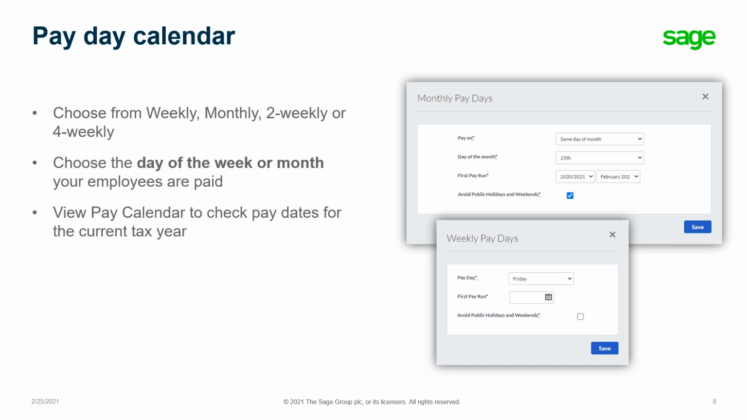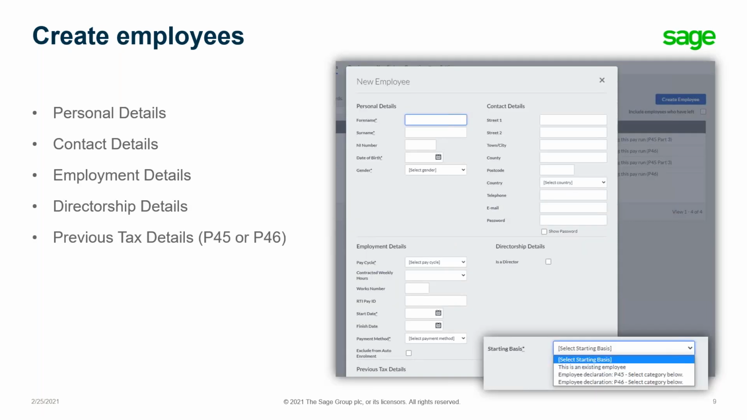And then once it's set up, you can view a pay calendar, and that'll allow you to check the pay dates moving forward for the rest of the current tax year. Second step was setting up the employee records. The key details to get right are the full name, NI number, date of birth, gender, and address, because that will be matched against HMRC systems.